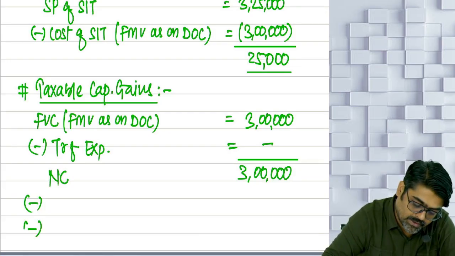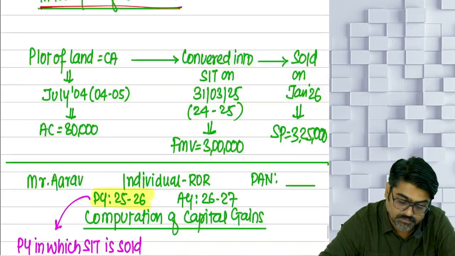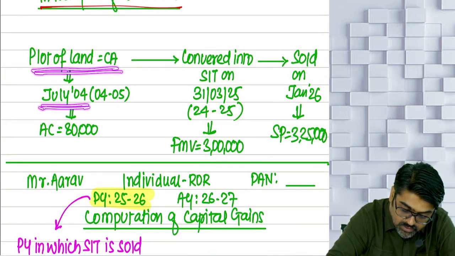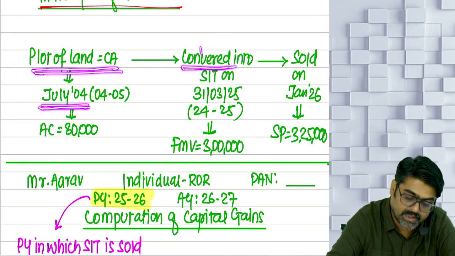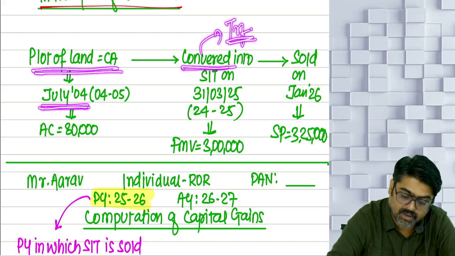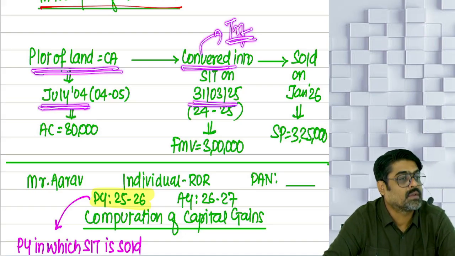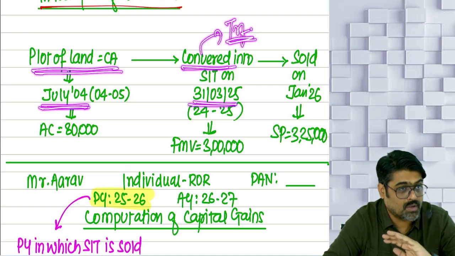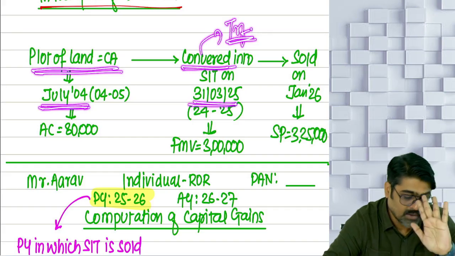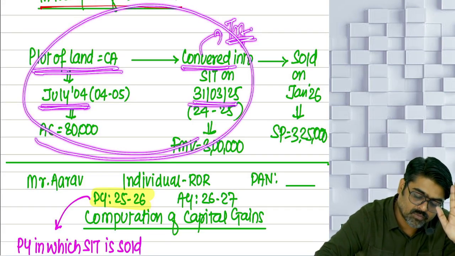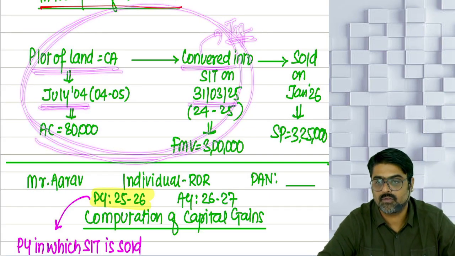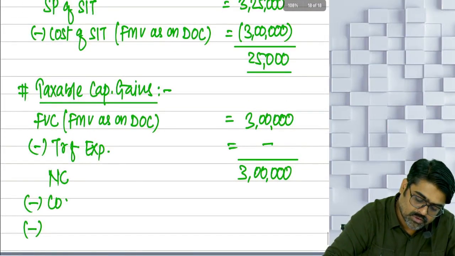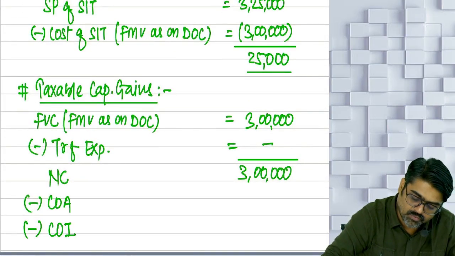Any cost of improvement, cost of acquisition. Why cost of acquisition? Because the capital asset was acquired in July 2004 and conversion, meaning transfer, is taking place on 31st March 2025, meaning on or after 23rd July 2024. So now even if the period of holding is more than 24 months, indexation is not going to come. Yes or no? So less cost of acquisition, less cost of improvement.